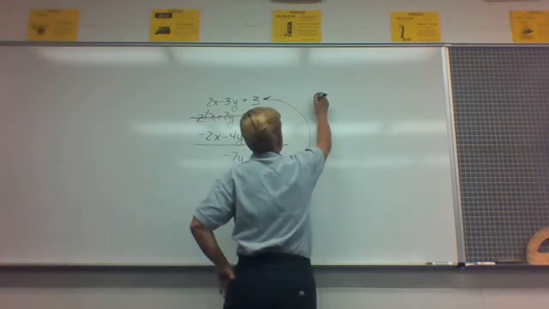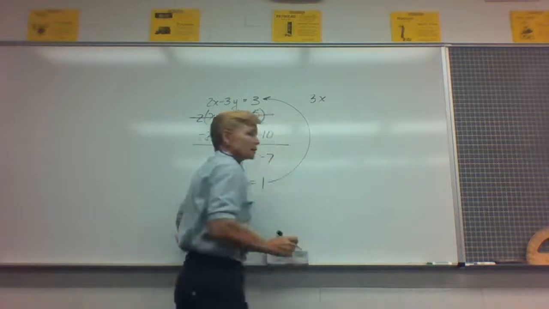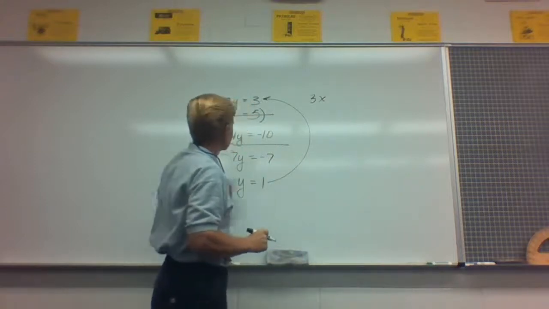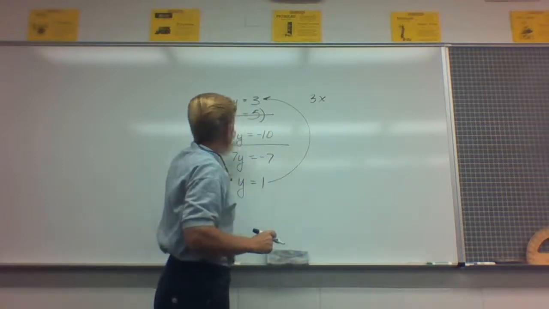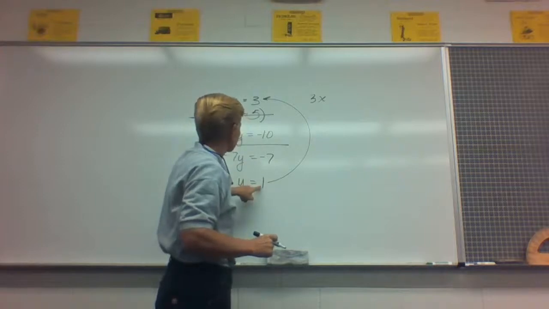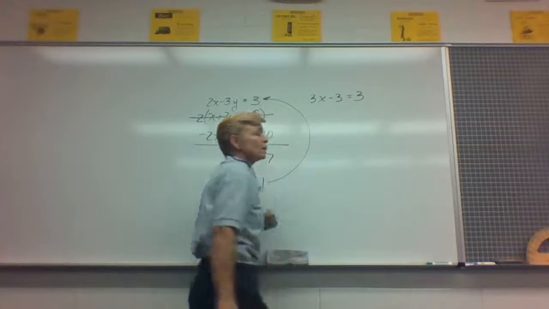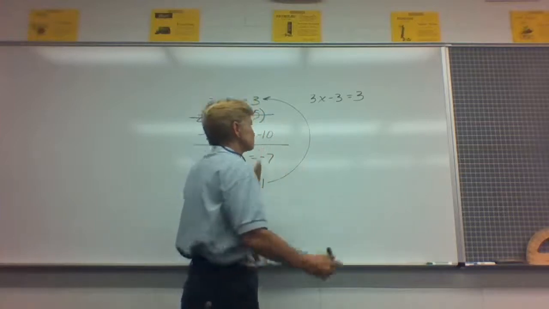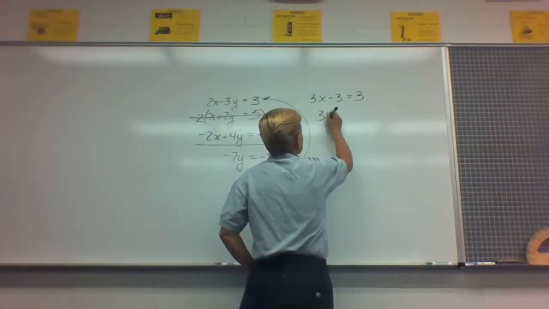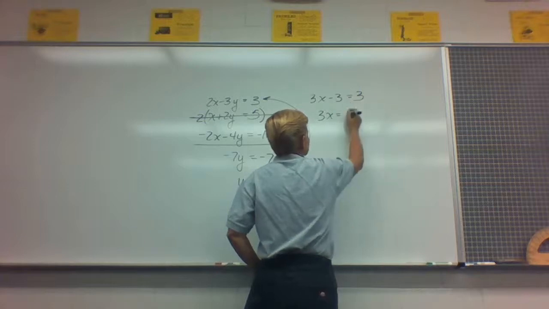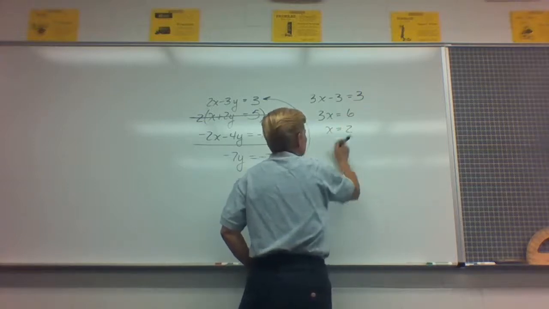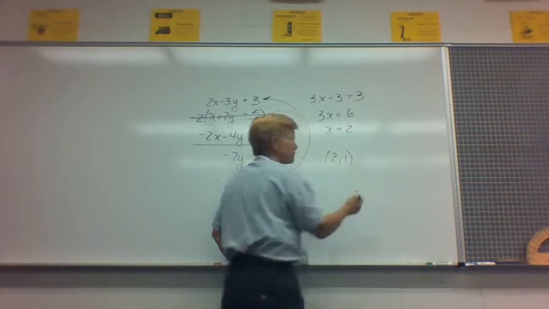So it's going to be 3x. I'm asking you to do the arithmetic in your head. It's not that hard. Negative 3 times negative 1. Oh, sorry. Negative 3 times 1, which is what I got for y, is negative 3. Equals 3. And again, I have an equation with only one variable, and this time it's x. So I'm going to have 3x equals 3 plus 3 is 6. X is 2. So I get the point 2, 1 again.